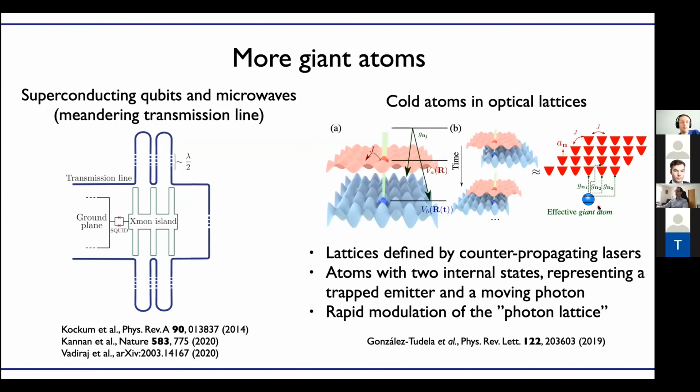And this is then in 2D, a 2D lattice, rather than the one-dimensional transmission line, for example, in the superconducting qubit examples.